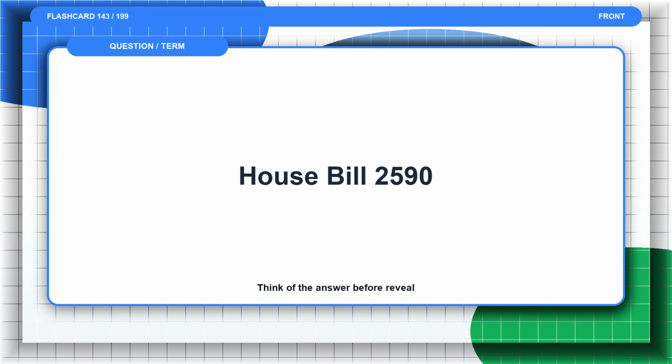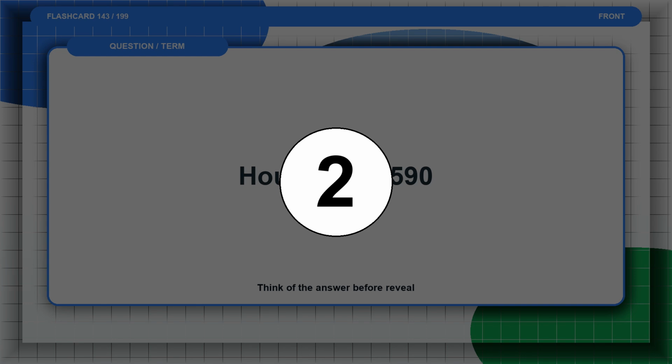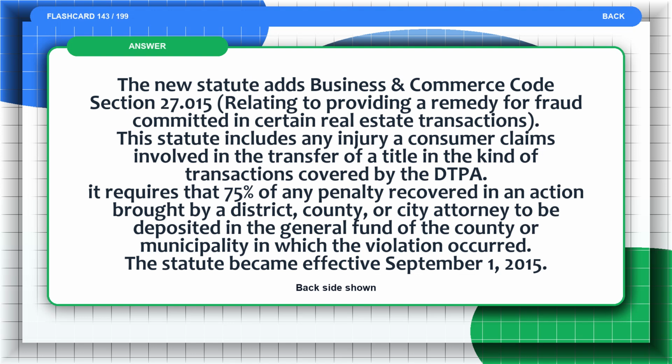Flashcard 143. House Bill 2590. Pause and think of the answer before the reveal. The answer is, the new statute adds Business and Commerce Code Section 27.015 relating to providing a remedy for fraud committed in certain real estate transactions. This statute includes any injury a consumer claims involved in the transfer of a title in the kind of transactions covered by the DTPA. It requires that 75% of any penalty recovered in an action brought by a district, county, or city attorney be deposited in the general fund of the county or municipality in which the violation occurred. The statute became effective September 1, 2015.